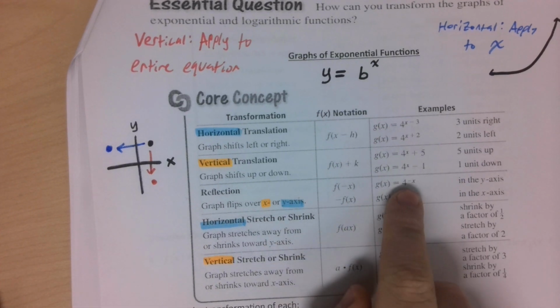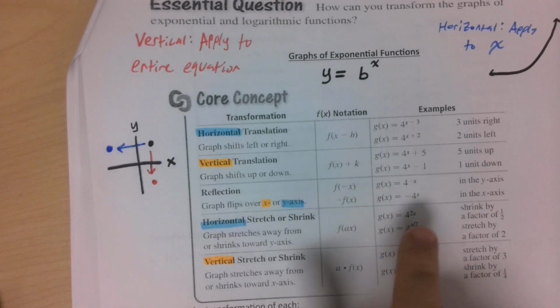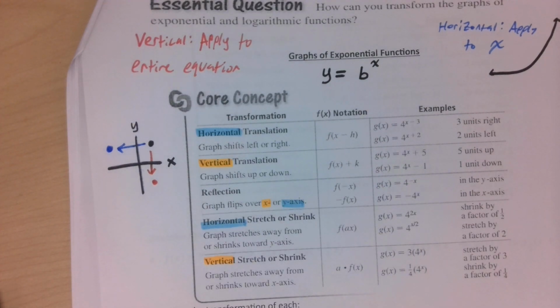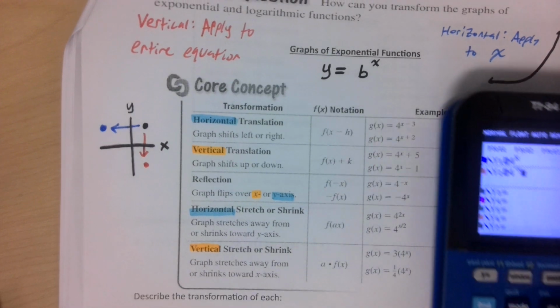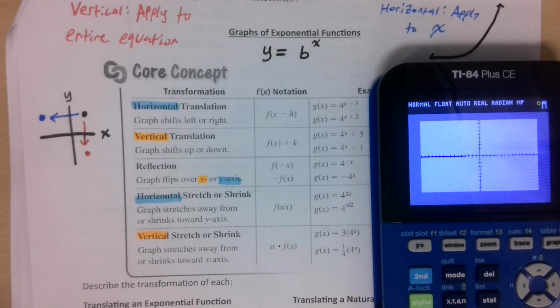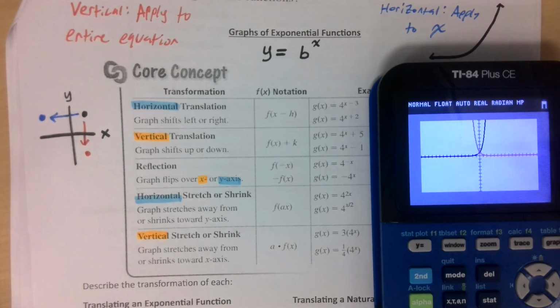So when we see something like 4 to the negative x, all we did was we took 4 to the x and put the negative on that x. It's a horizontal change. In fact, if we compare these two, let's take a look at the original and that 4 to the negative x power. There's the original. 4 to the negative x power looks the same, but it starts on the left and gets closer to 0 on the right.